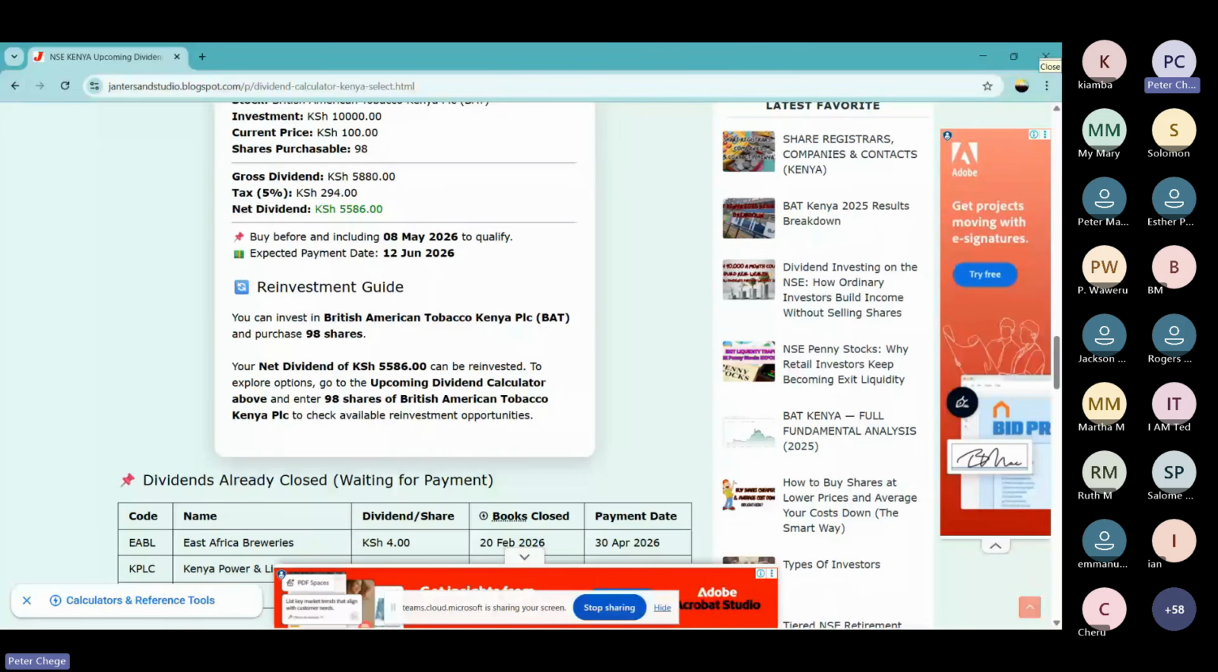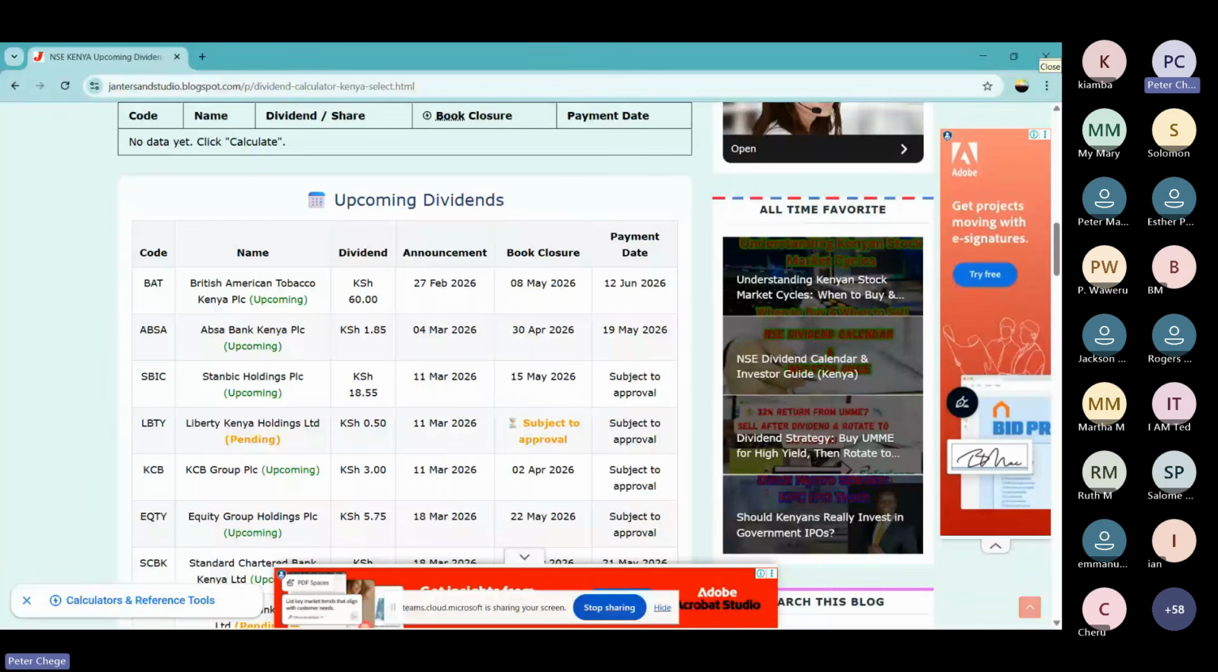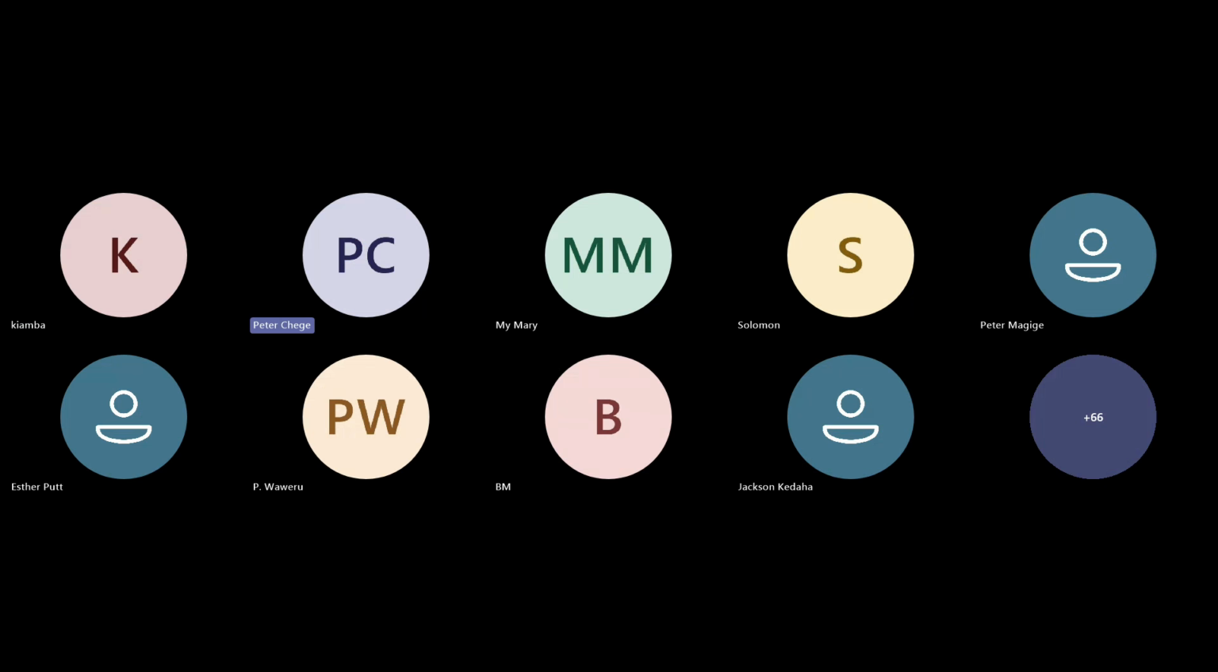Like BAT, it was announced on 27th February. Book closure is 8th May. So on 8th May, you need to have BAT. The total you have for BAT on 8th May is what qualifies for dividend, and you'll be paid on 12th June. I hope those terminologies on dividend are now clear. Let's go back to the presentation. If you have anything on that calculator, remember there are those WhatsApp groups where we can always discuss.